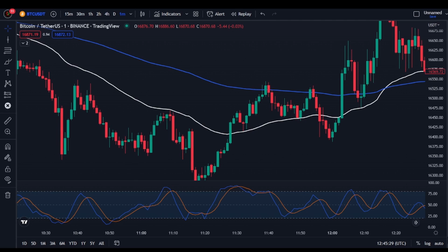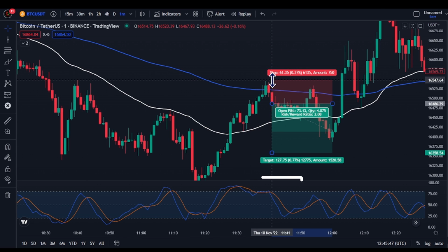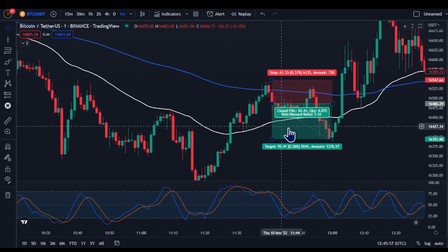Here's another example. We can see on the chart that the price action totally pierced the EMA 150. We can enter here just at the right moment where both stochastic lines cross below the 70 line. Now that's another target hit.